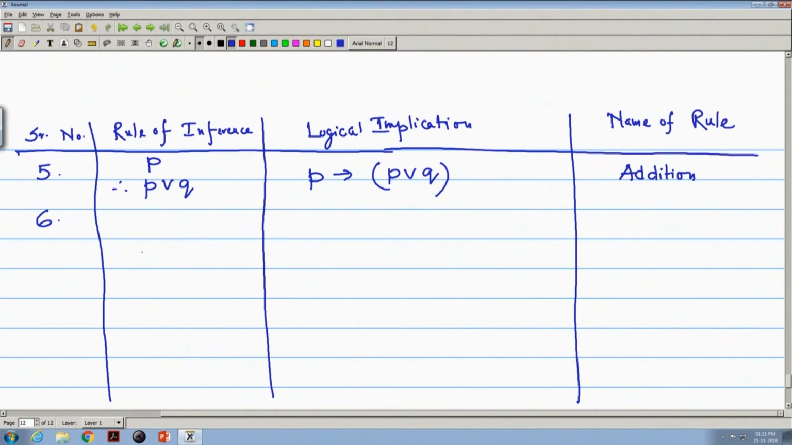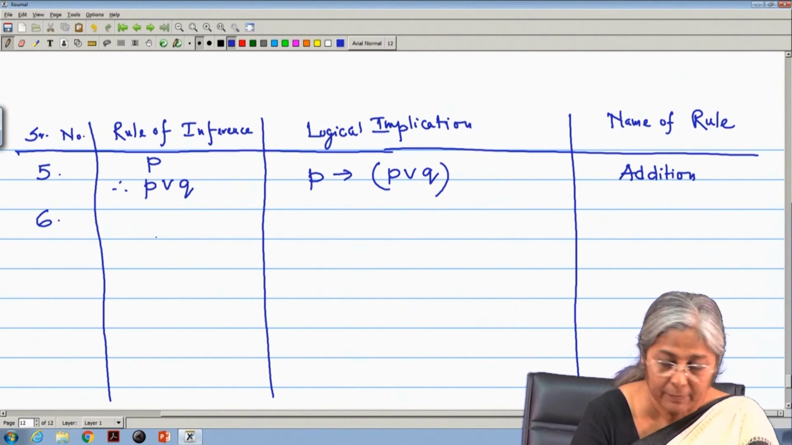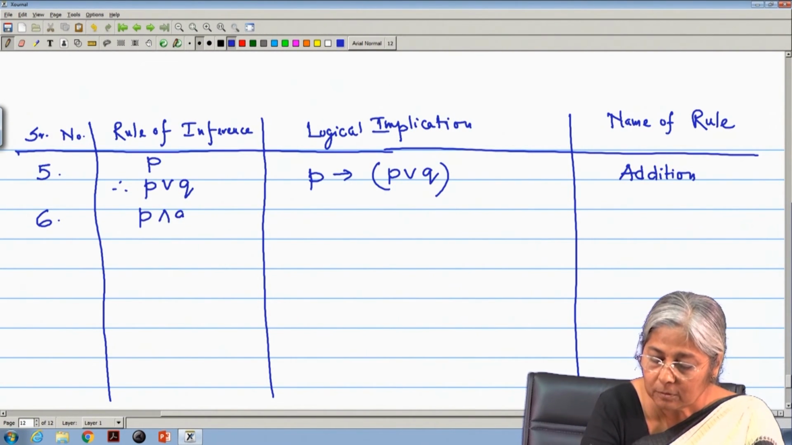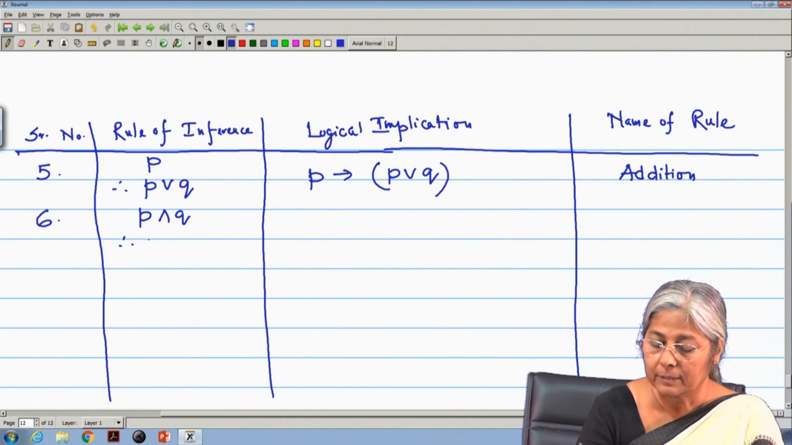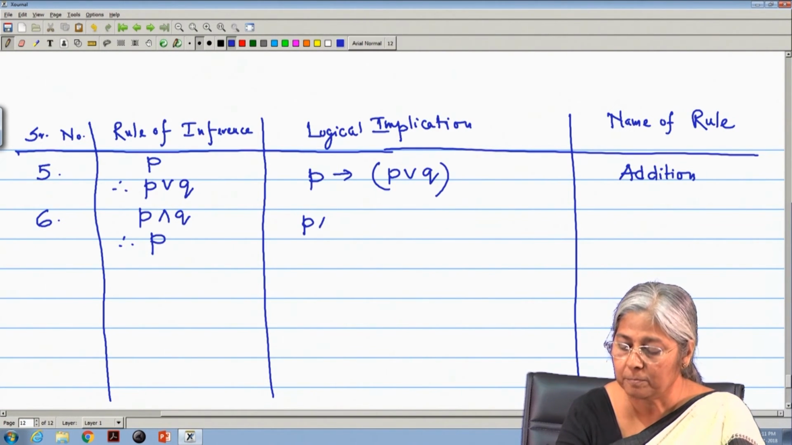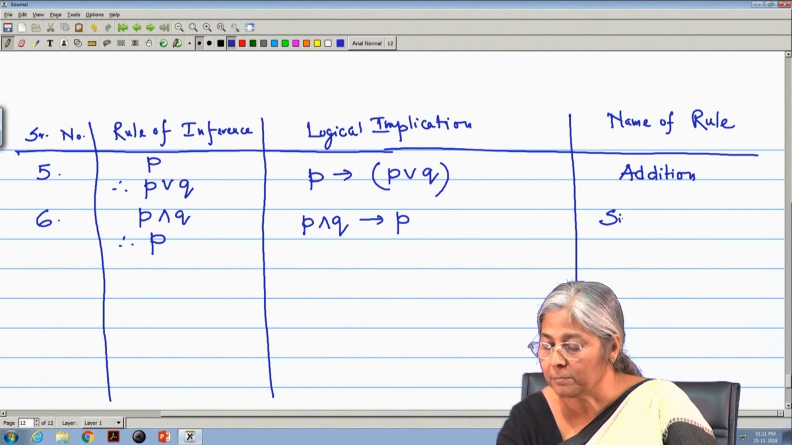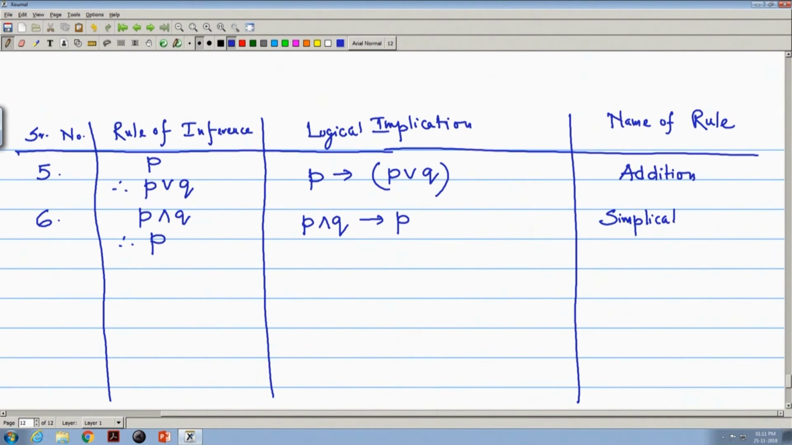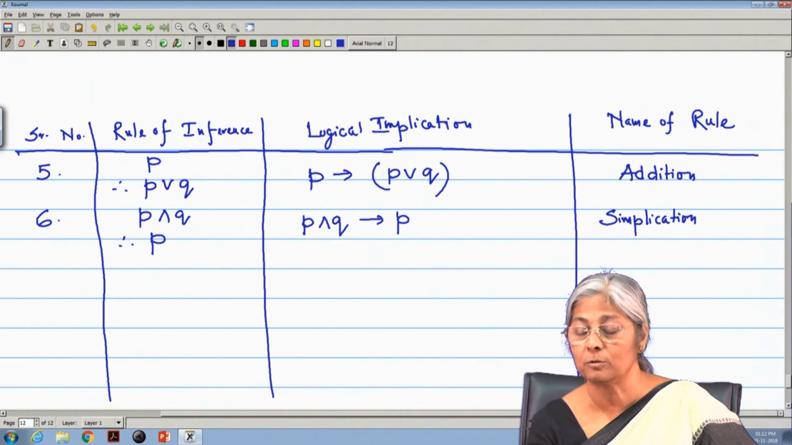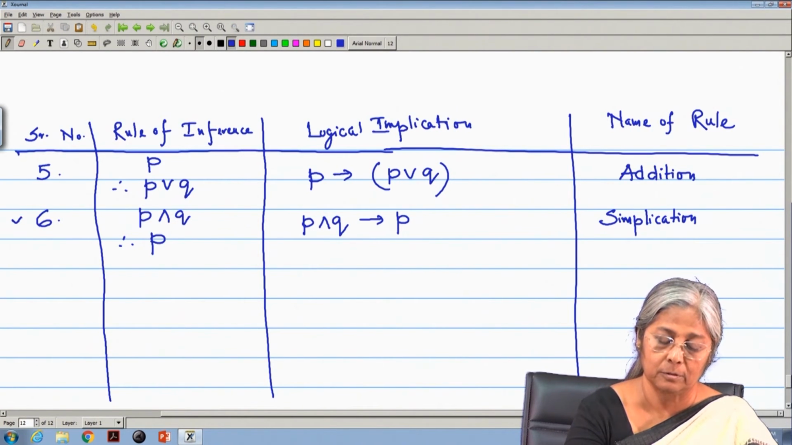Now, we apply the simplification. That means, if P and Q is true, then either P or Q, I write P, it can be Q also. So, I can write P and Q implies P. This is simplification. This rule is very important, because we have two primitive statements and that implies only one primitive statement. So, when we do the simplification, this rule is very important.